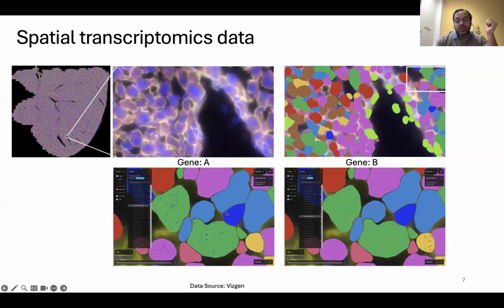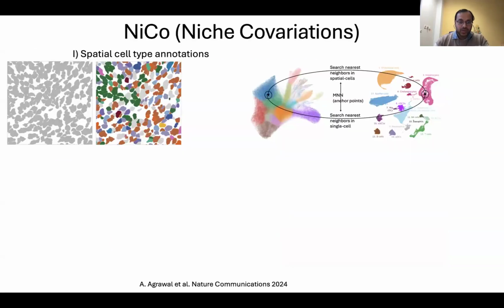So in this method, our goal is to understand, when two cell states are co-localized together in a tissue, how gene A, which is expressed here, and gene B, which is expressed here, are correlated, and what is the relationship between them. This we wanted to understand from this spatial transcriptomics.